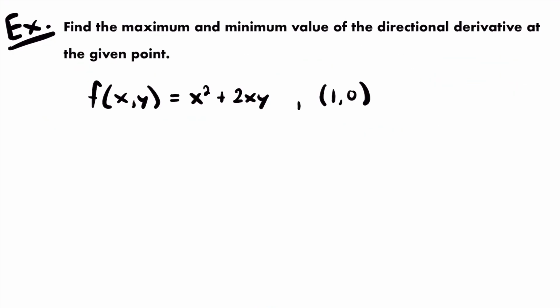For our next example, we want to find the maximum and minimum value of the directional derivative at the given point. And we have a multivariable function of two independent variables, f of xy, which is equal to x squared plus 2xy, and the given point is 1, 0. Okay, so to find the maximum and minimum values of a directional derivative, you have to be familiar with the properties of the gradient vector. Two of those properties being that the magnitude of the gradient vector is the maximum value of the directional derivative, and the negative magnitude of the gradient vector will be the minimum value of the directional derivative.